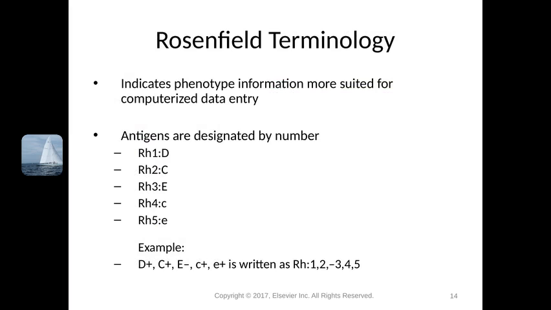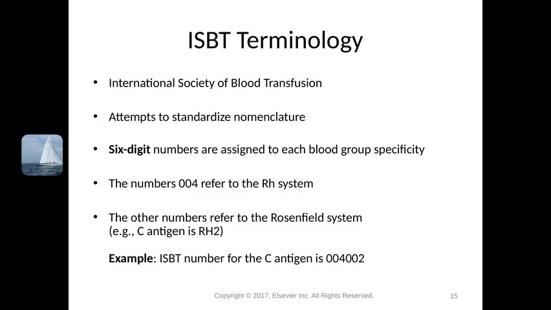So the Rosenfield system is that Rh antigens are designated by a number. So that one's pretty simple. 1 is D, 2 is C, 3 is E, 4 is little c, 5 is little e. So that's pretty simple. Your ISBT terminology.